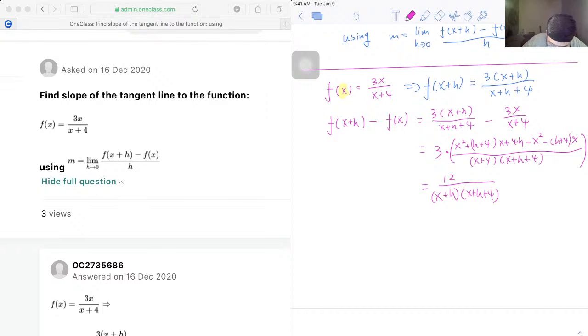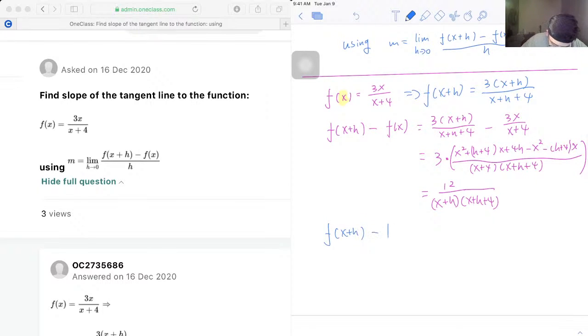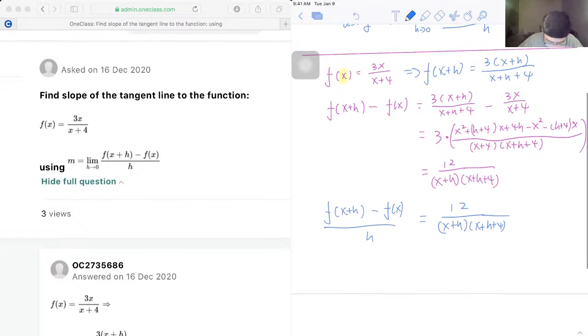So let's rewrite this again. We have f(x plus h) minus f(x) over h, that will be equal to 12 over (x plus 4) times (x plus h plus 4).